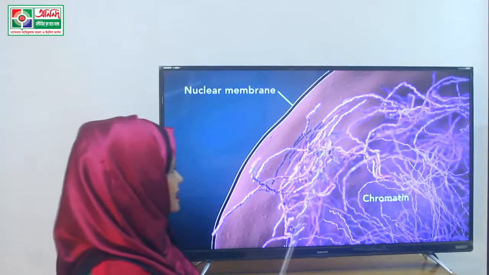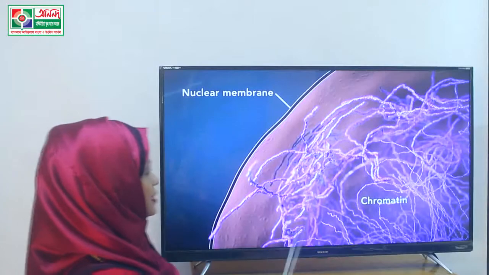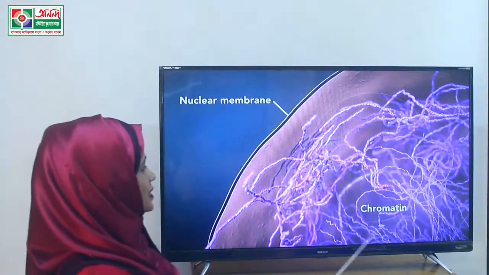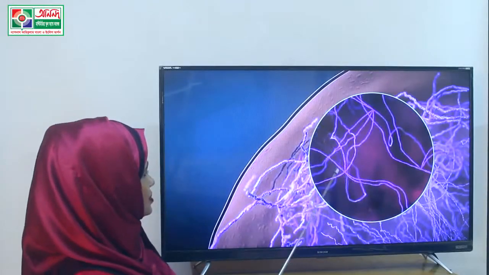This is chromatin. Chromatin is made up of DNA and protein, especially histone protein. Okay, this is the coil structure, a tangled, coiled structure.